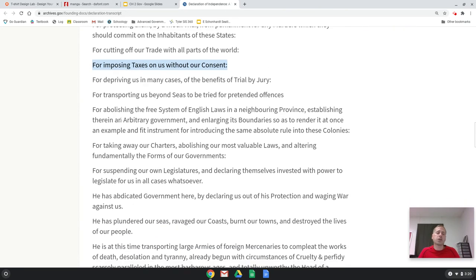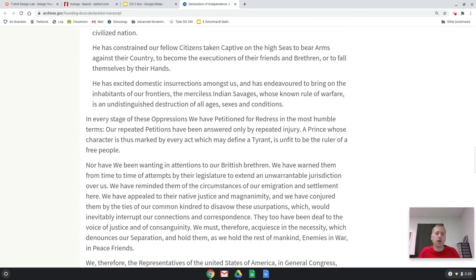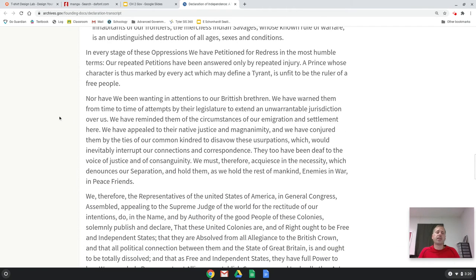And he keeps going on and on until we get to the last part. In every stage, we have petitioned for redress in the most humble terms. Our repeated petitions have only been answered by repeated injury. Thomas Jefferson is saying, every time one of these bad things happen, we ask the king in the most humble terms, pretty please, king, stop it. And what happens? We've just been hurt more. And he says, a prince whose character is thus marked by every act which may define a tyrant is unfit to be the ruler of a free people. He doesn't deserve to rule us.